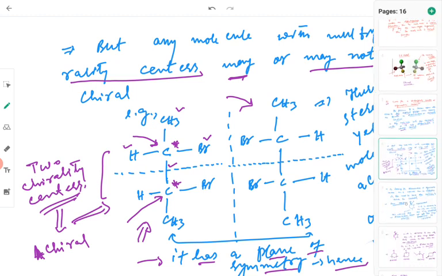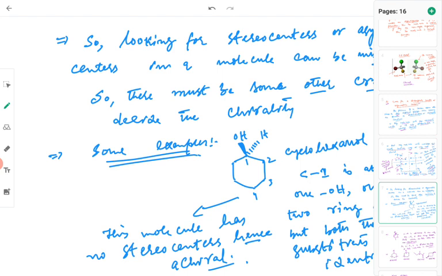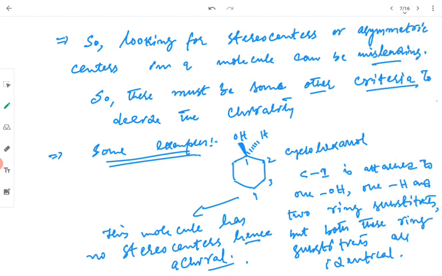So what is the best criteria then? We can conclude here that looking for stereocenters or asymmetric centers in a molecule can be misleading, as in the case of the last molecule that I showed in the last slide. It can be misleading because there were two chirality centers, yet the overall molecule is optically inactive and achiral. So there has to be some other criteria.